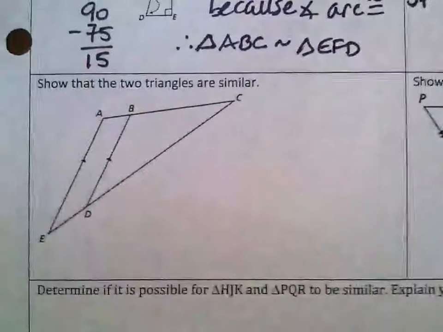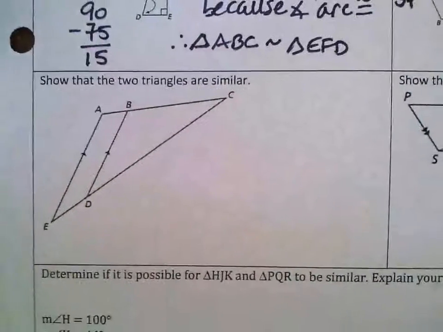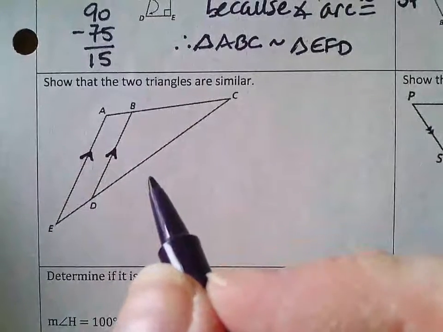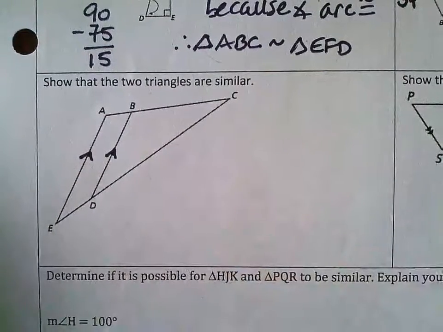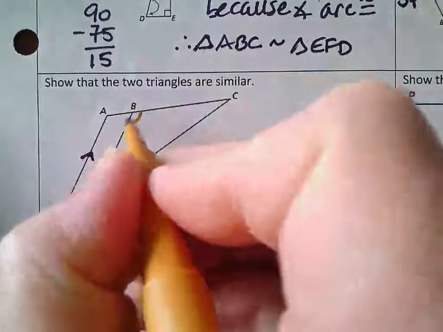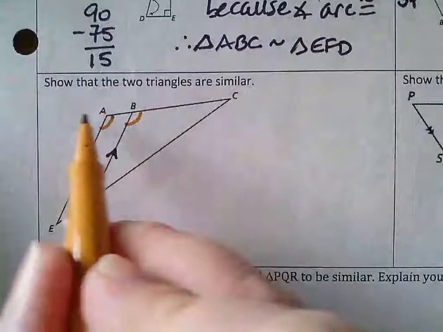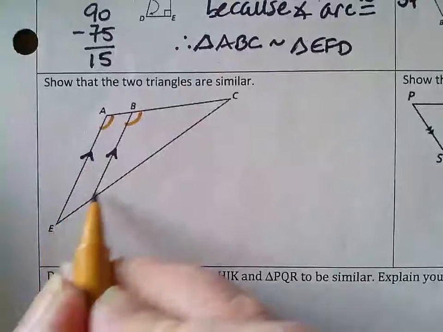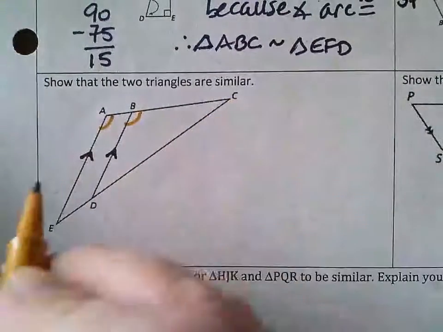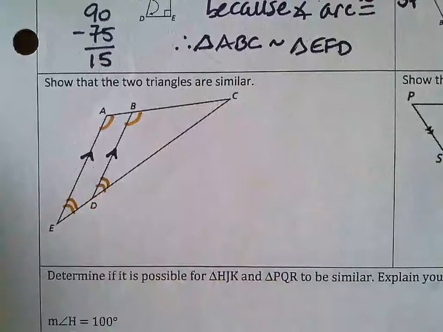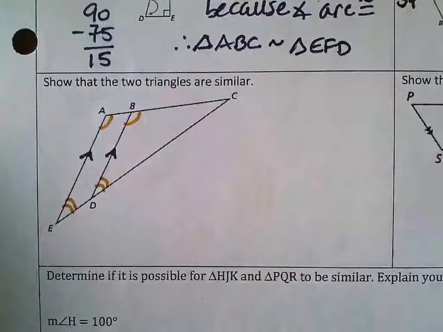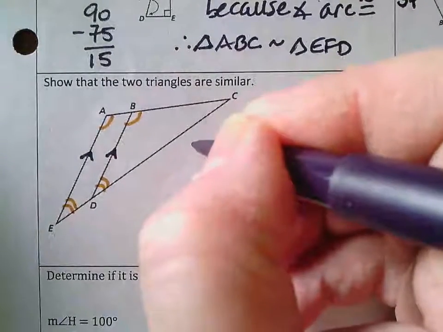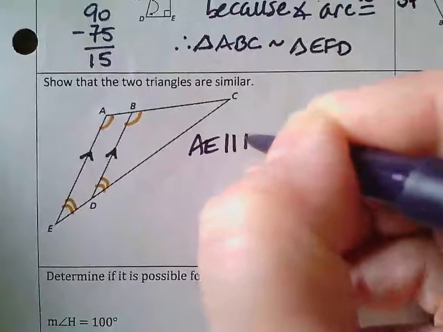Show that the two triangles are similar. Well, if I have perpendiculars going here and here, it also means I have corresponding angles, and we've talked about that in the past. If you have parallel lines, this becomes your transversal right here, and these are corresponding angles. And then this becomes your transversal for this one, and these are corresponding angles. So they are congruent. Do I have two sets of congruent angles? Yes, I do. And it's because AE is parallel to BD.